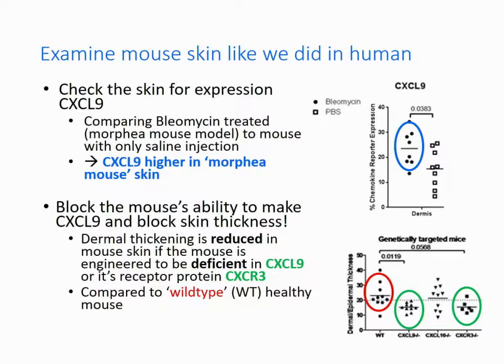We actually block the thickness. So this is a normal mouse that just got the saline or the sham injection. And then this is the bleomycin mouse, so it got thicker skin, which is as expected. But if we took out the mouse's ability to make CXCL9, it's called a knockout, we showed that the skin didn't get thick like we would expect after injecting that bleomycin. So it didn't have the CXCL9 to make that fibrotic response. So CXCL9 probably has something to do with making that thick skin.